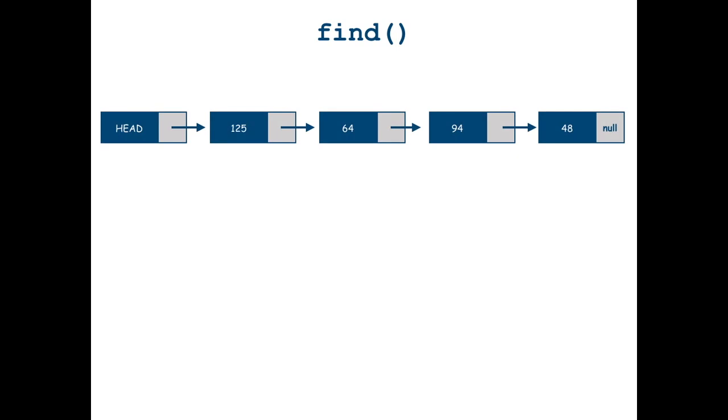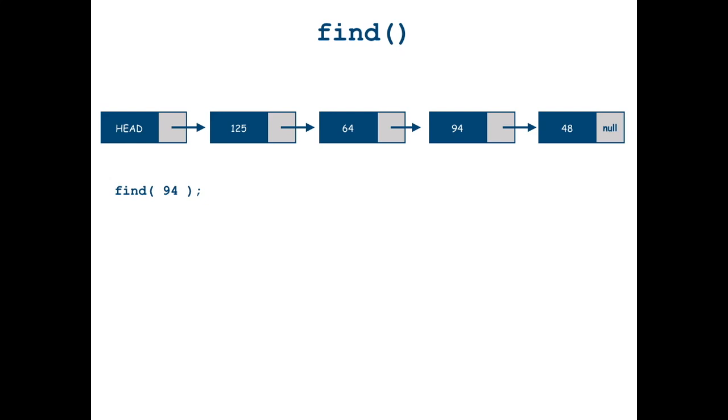Right? So here's my list. Currently has these four values, and I want to search for the value 94 in this list. Right? So since I do not know where the number 94 is located in this list, or heck, I don't even know if 94 is located in this list at all, what I'm going to do is start at the very front of the list and iterate through each link in the list one by one.